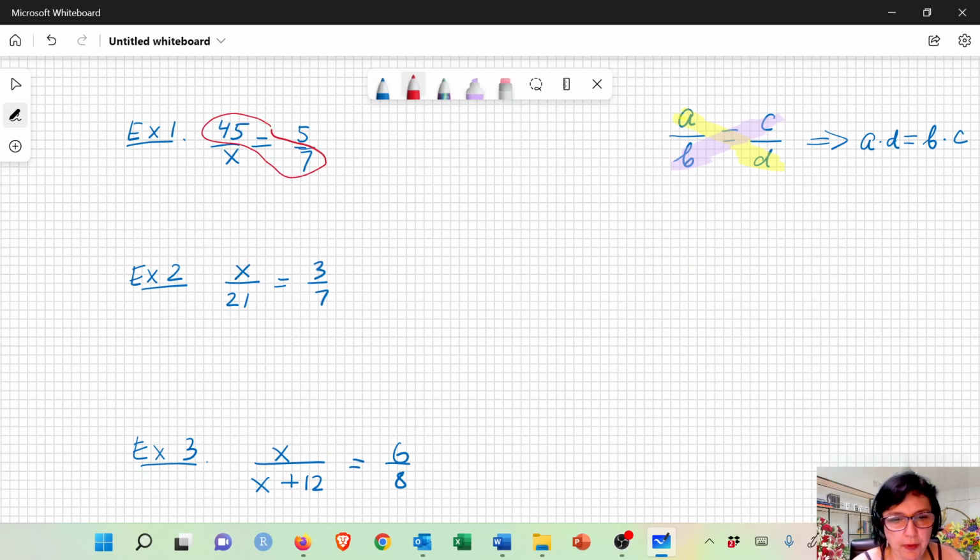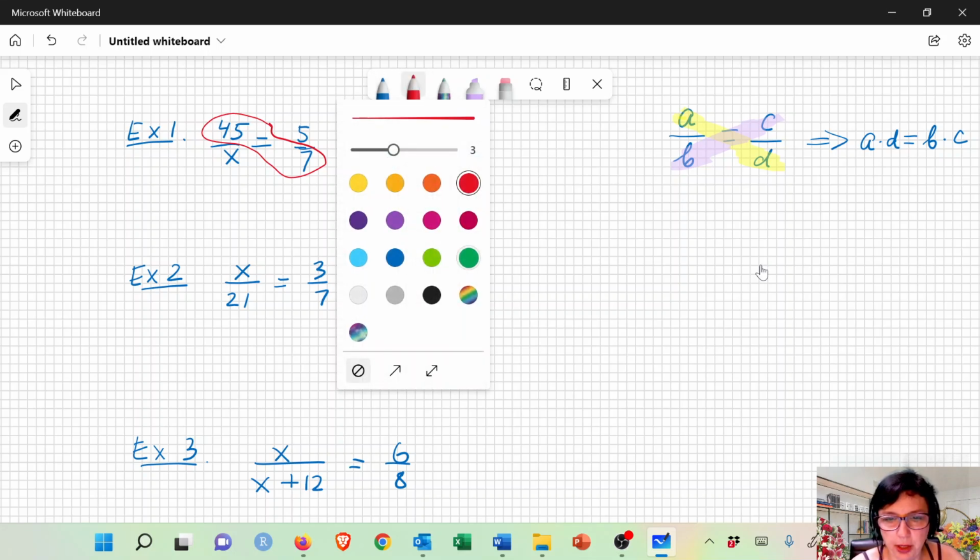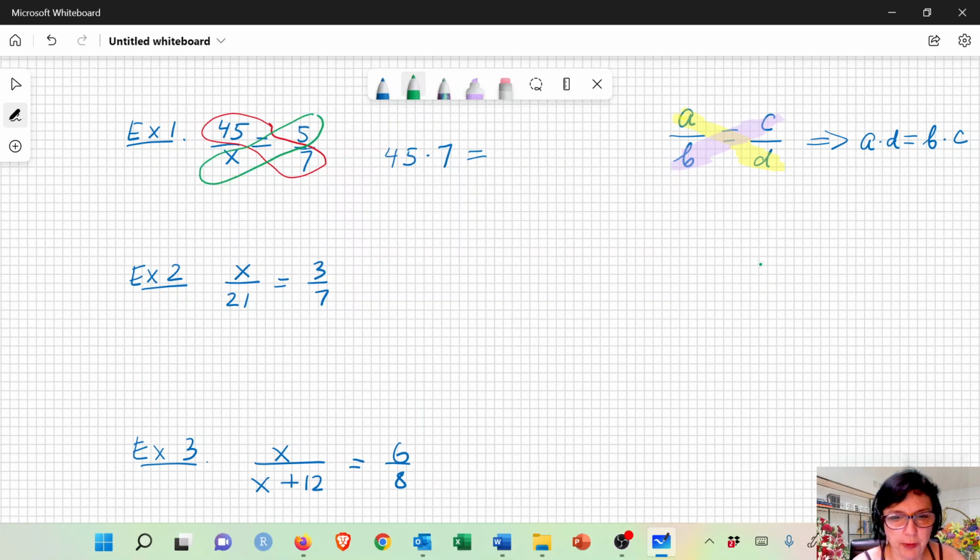So first, for example, this one. I've got 45 times 7. That's one side of it, so it's 45 multiplied by 7. And then it's going to be equal to the other one, which here is 5 times x. The whole point is to divide both sides by 5 so that the 5 cancels on the right hand side. On the left hand side, 45 divided by 5 is 9. So 9 times 7, that's 63. So I think x is 63.